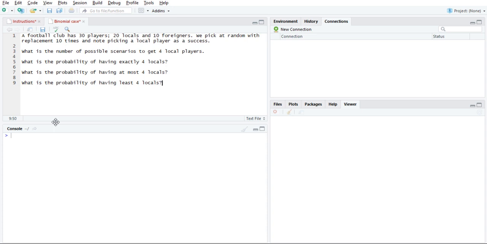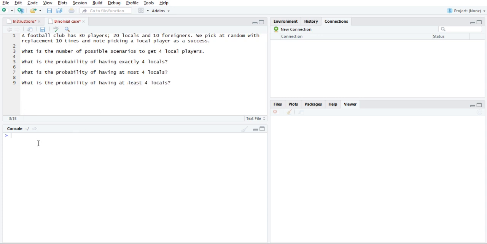Imagine we have a football club with 30 players, among them 20 locals and 10 foreigners. We pick at random with replacement a player 10 times, and note picking a local player as a success. So we wonder what is the number of possible scenarios to get 4 local players, which means 4 successes. What's the probability of having exactly 4 players? What's the probability of having at most 4 players and at least 4 players?